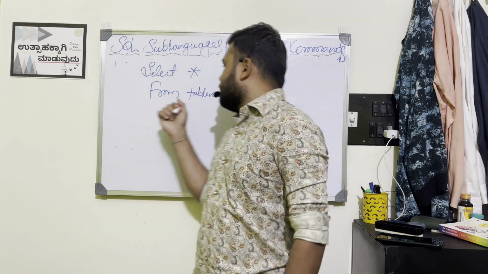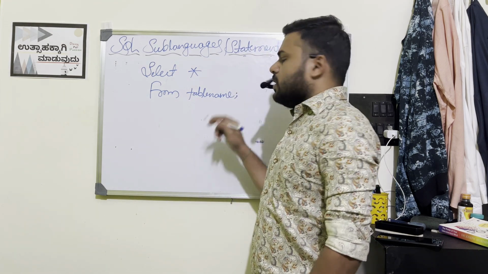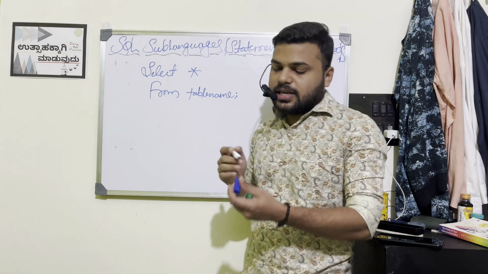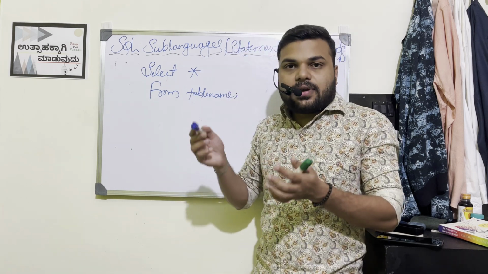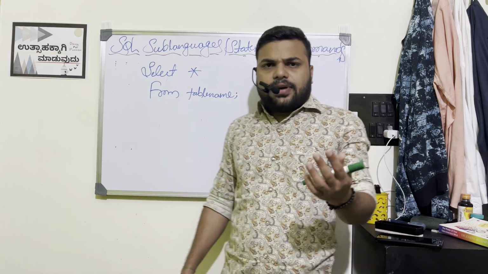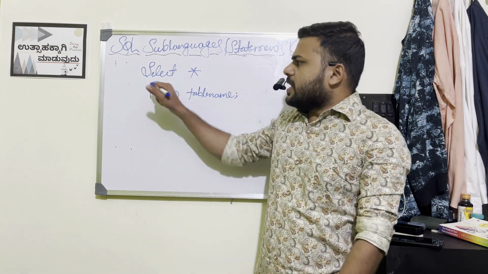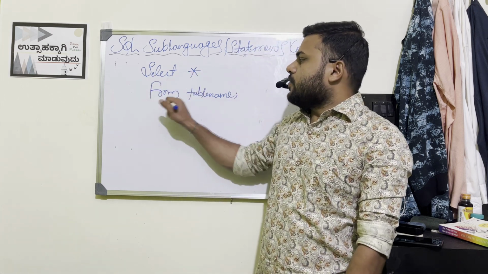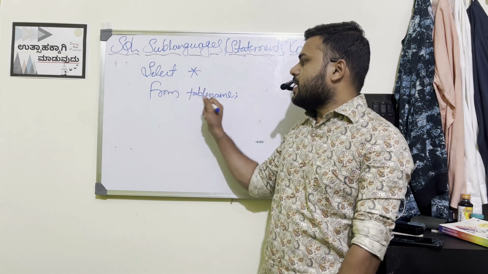Select star from table name, terminating with a semicolon. In each and every interview for freshers, they will ask this question: if you want to retrieve data from a table, how will you write a query? Or if you want to fetch data from the table, what is the query? You can say: select star from table name.